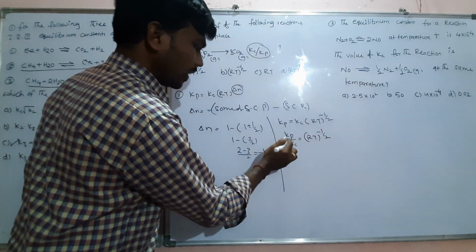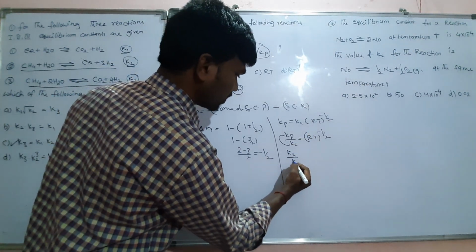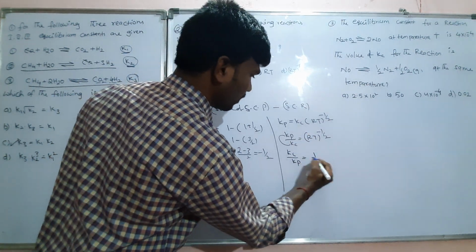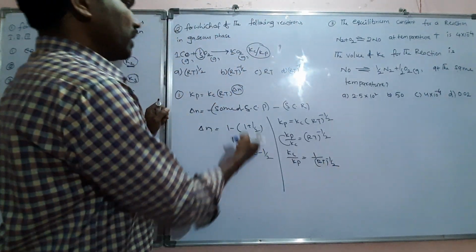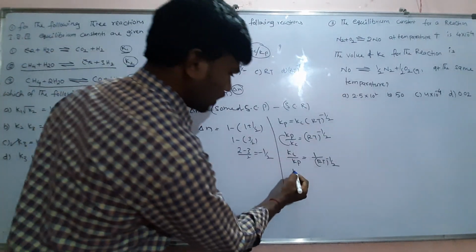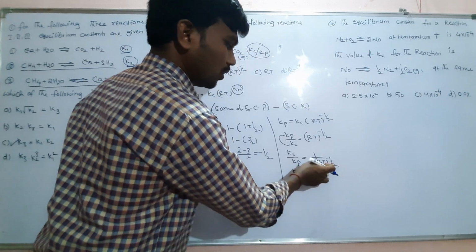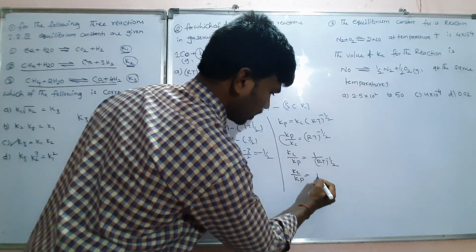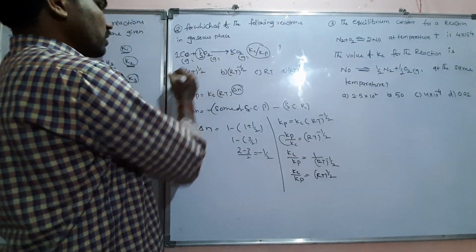So if you take the reciprocal of this, then Kc by Kp is equal to 1 by (RT) to the power of minus 1 by 2. But 1 by (RT) to the power of minus 1 by 2 is not there in the options. So Kc upon Kp is equal to what? If you take (RT) to the power of minus 1 by 2 into the numerator, then (RT) to the power of 1 by 2 will come. So this is the answer, right?